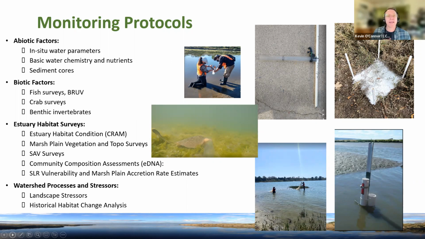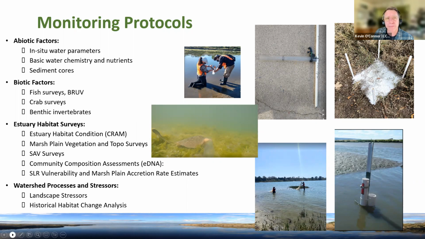We did fish surveys with seines and BRUVs, crab surveys, and benthic invert cores. Then we used CRAM. We did topo surveys and marshplain vegetation surveys, and a limited amount of SAV surveys. We did some EDA data collection, and we also looked at marshplain accretion rates, setting the foundation for that by deploying feldspar throughout these systems, but not actually getting at the accretion rates yet. Finally, we did some GIS-based analysis, looking at landscape stressors and historical habitat change analysis. Lots of protocols, and we developed an SOP for each.